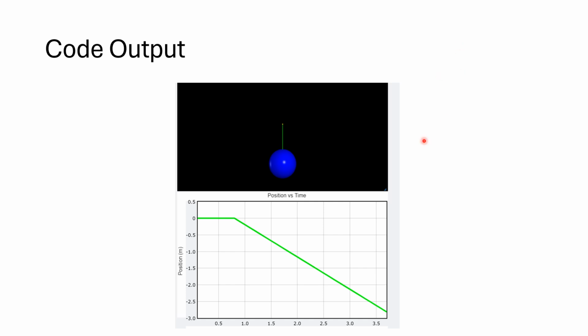Here's an output of that code. You can see the slinky falling here. This is our mass. But we get this graph where we have a constant position up until this point, and then we start having constant motion.